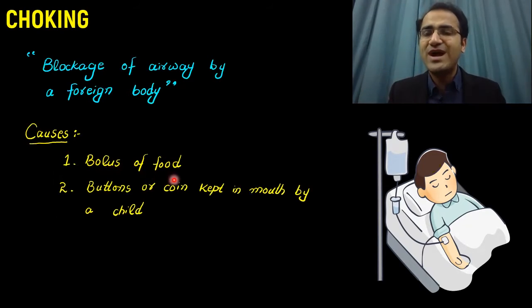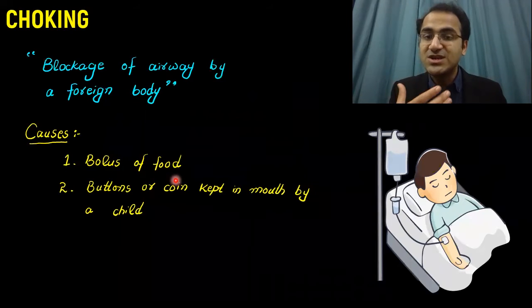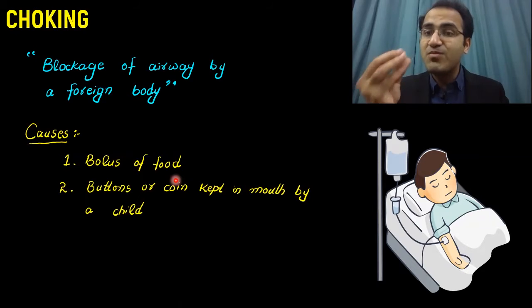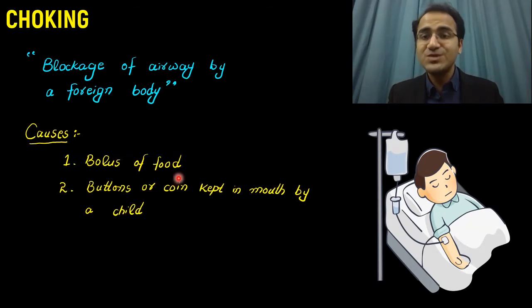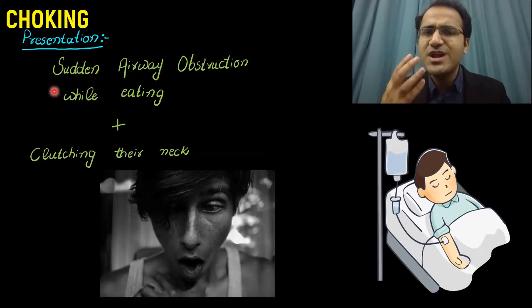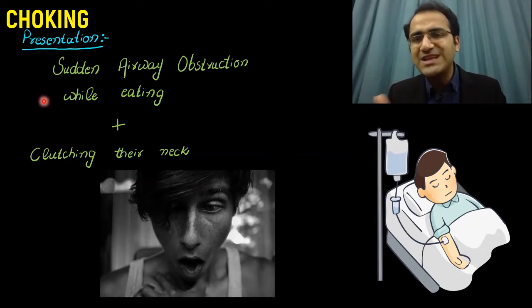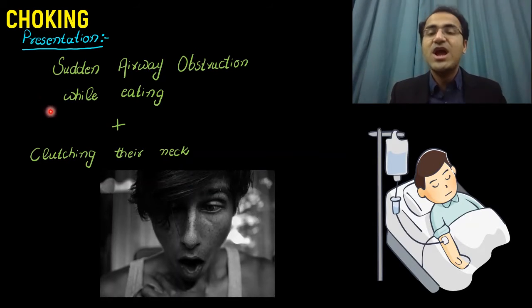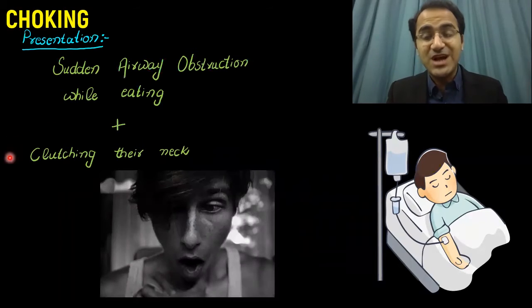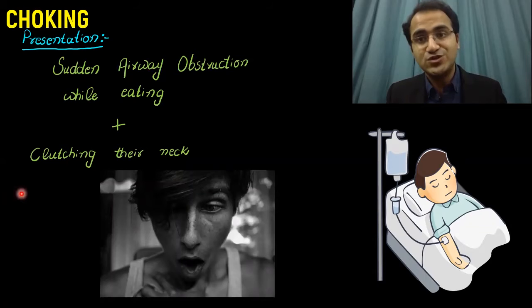And in children, you would find that they would be playing with small toys, buttons, or coins, and they would have that coin or button in their mouth, and all of a sudden they'll start choking. They'll start having obstruction of the airway because they would have inhaled that coin or button into their trachea. So the presentation of the patient would be severe airway obstruction, usually while eating or in children while they are playing, and they would be clutching their throat in an effort to breathe. That is a classical presentation of a patient with choking.